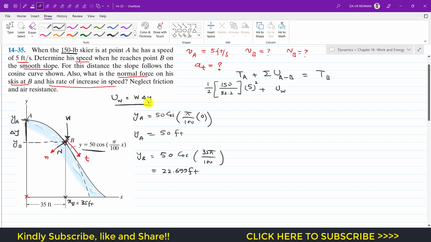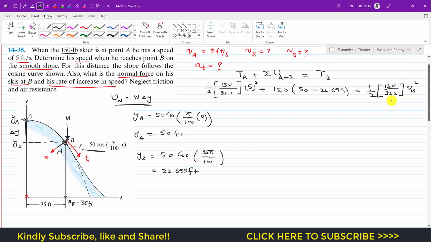So now the change in the vertical position, that is delta y, is YA minus YB. That will give us the work done due to the weight. So the work done due to the weight is the weight, which is 150, multiplied by delta y, and delta y is YA, which is 50, minus YB, which is 22.699, and this will be equal to the kinetic energy at point B. So the kinetic energy at point B will be 1 divided by 2, and the mass is 150 divided by 32.2, into VB square.